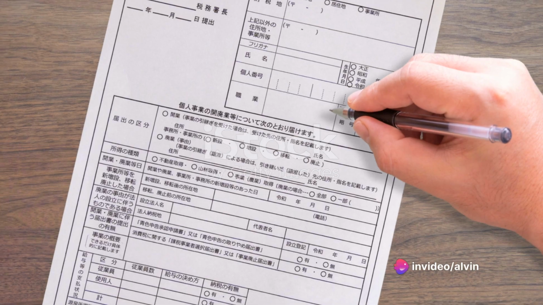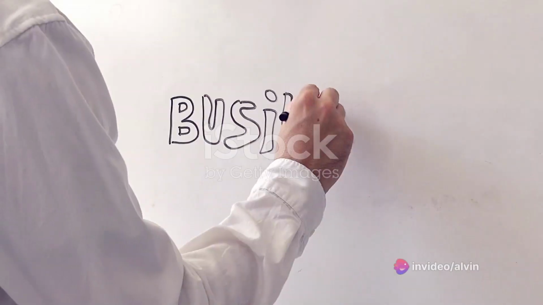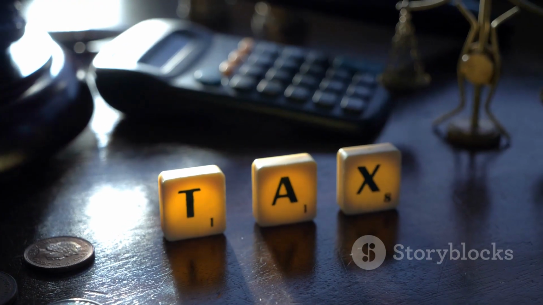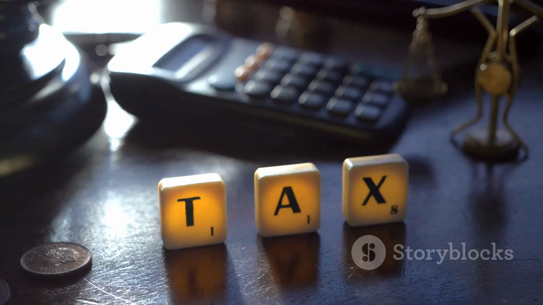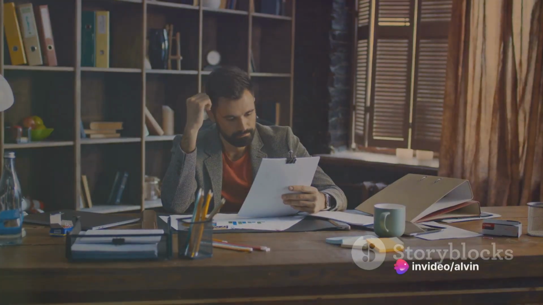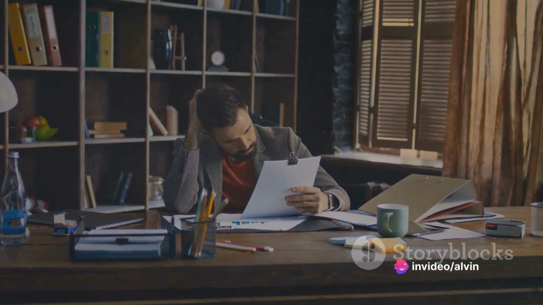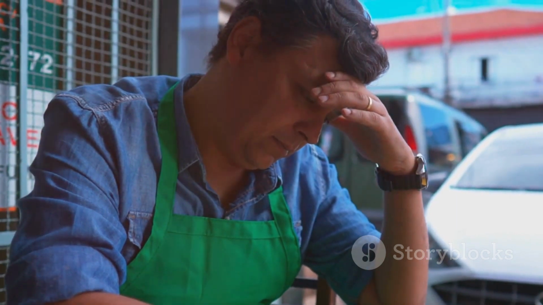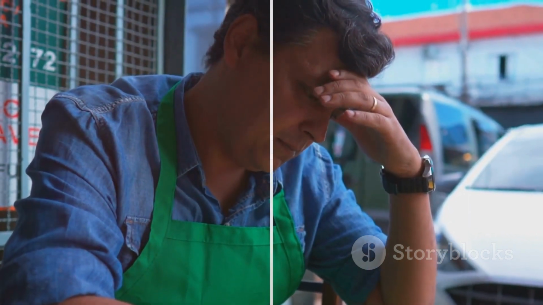Advantages. Easy and inexpensive to establish. Owner has complete control over decision-making. Tax advantages. Business income is taxed as personal income. Disadvantages. Unlimited personal liability. The owner is personally responsible for all debts and obligations of the business. Limited access to capital and resources compared to larger forms of business.